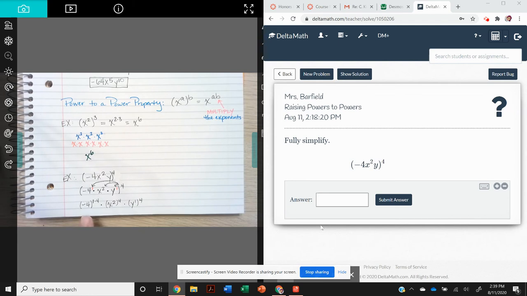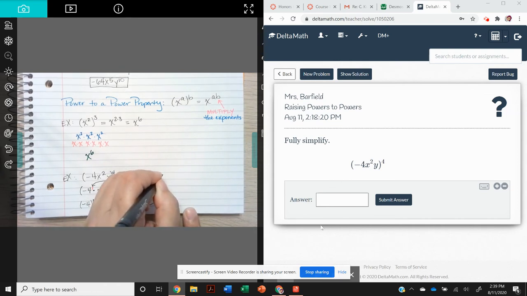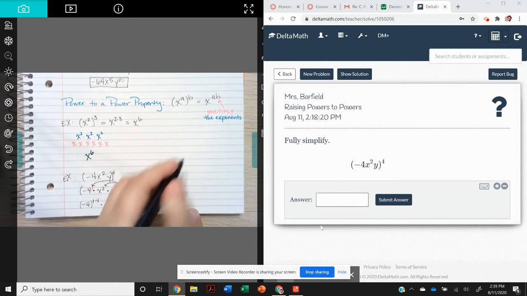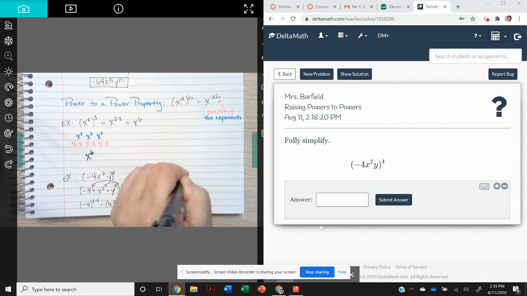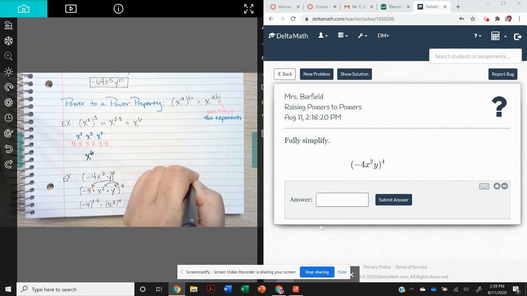Now if I wanted to clean that up, 1 times 4, so negative 4 to the 4th. 2 times 4 is 8, x to the 8th, and 1 times 4 is 4. All right, let's talk about what's going on with this bad boy right here: negative 4 to the 4th power.